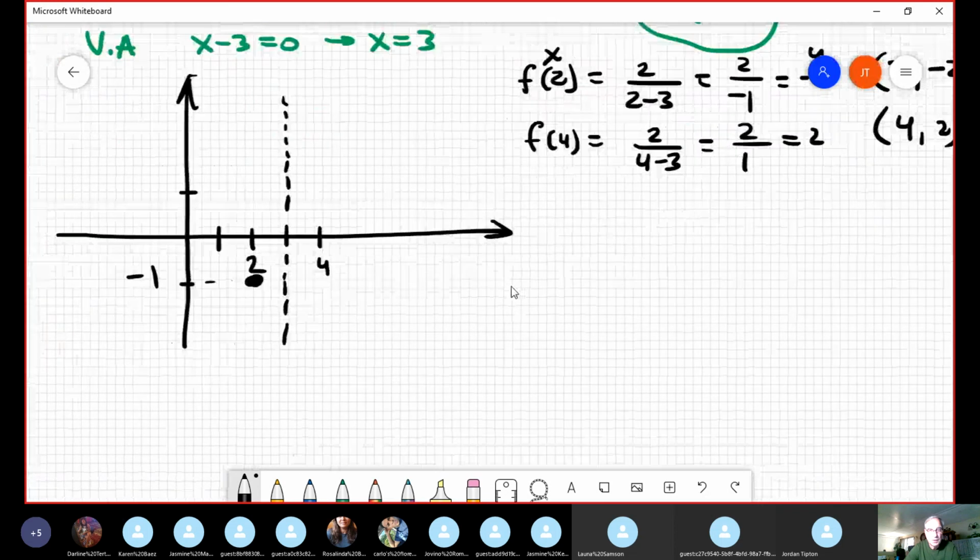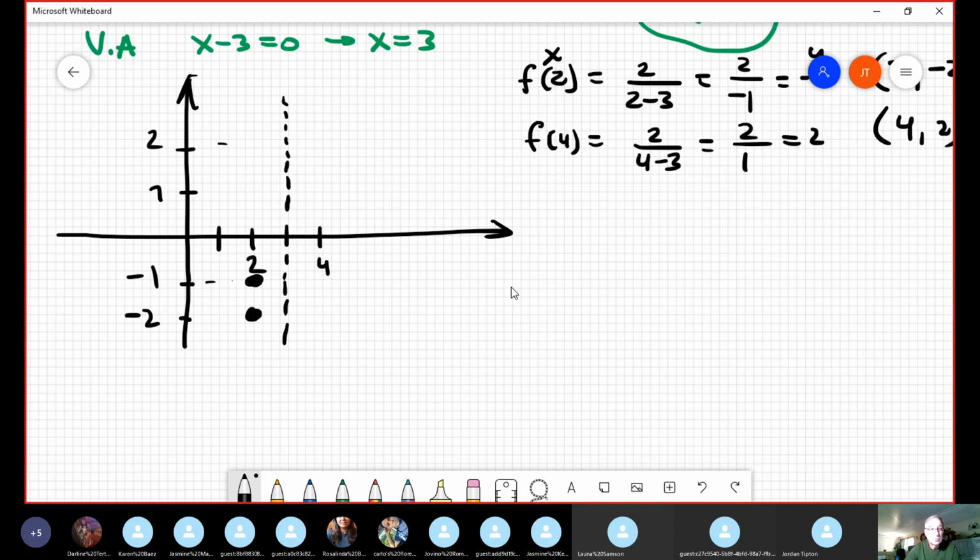Now good. So the point 2, negative 2 is here, and 4, 2 is 1, 2, 1, 2, here. Okay. So my curve, roughly sketched, looks like that.